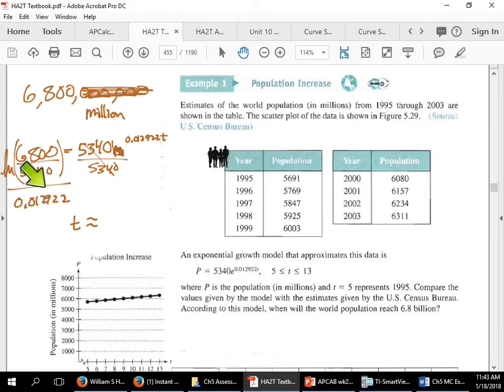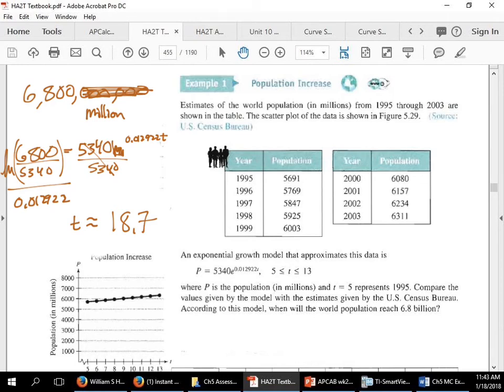If you do this in your calculator, I would first divide this fraction right here. I would go 6,800 divided by 5,340. And then whatever that number is, I would take the natural log of it. And then I would press enter, and then I would divide that answer by 0.012922, and that'll be my approximate answer. What did you guys get? 13.7. Beautiful.